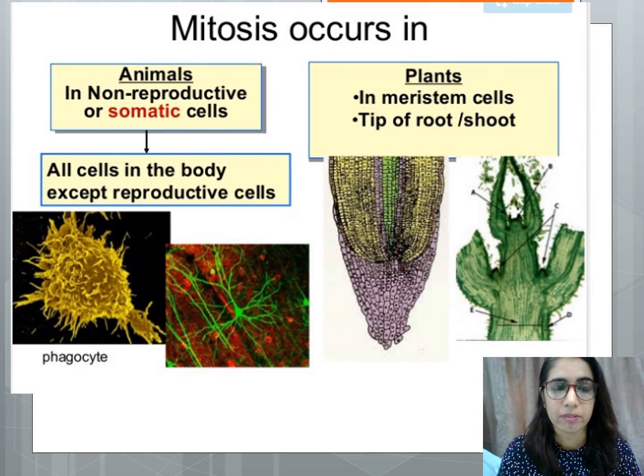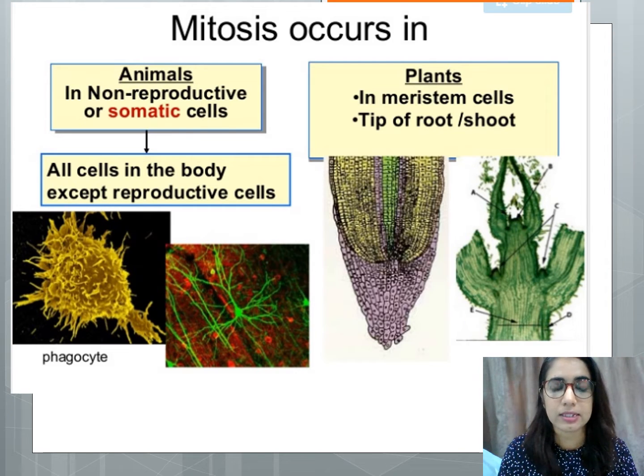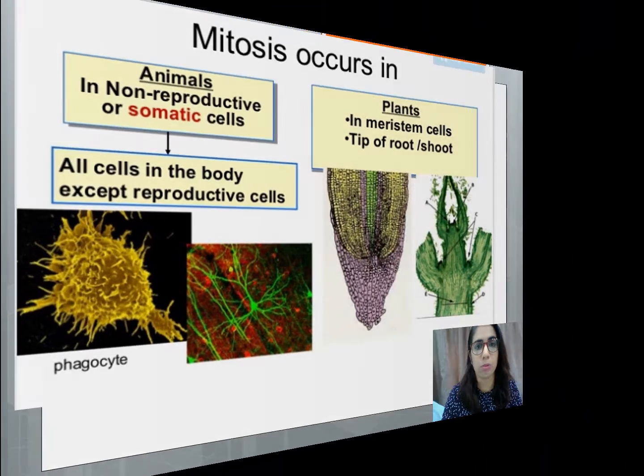Mitosis occurs in animals and in plants. In animals, it is in the non-reproductive or somatic cells, and in plants, it is in the meristem cells or the tip of a root or a shoot. So this also explained just now what somatic cells are. So both animal and plant cells have mitosis.